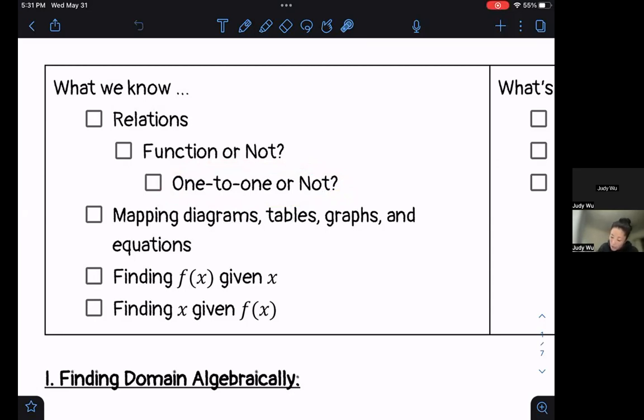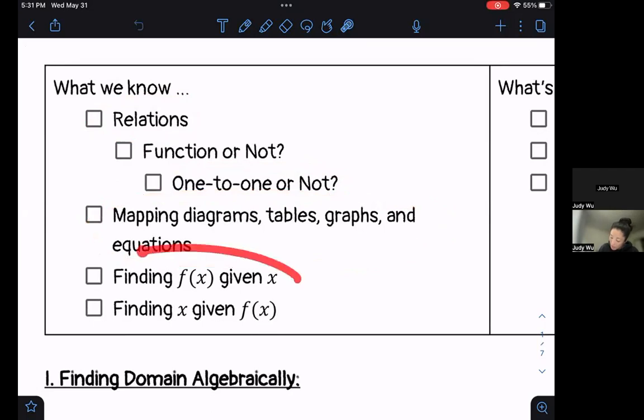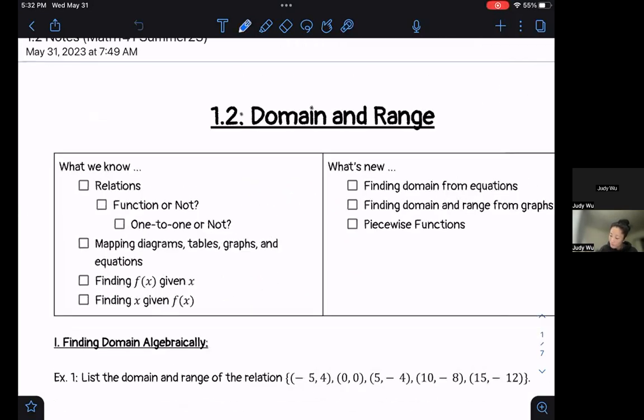All right, so we've talked quite a bit about relations. We've talked about what we can collectively call multiple representations: the mapping diagrams, tables, graphs, and equations. And then we started to dip into some of that algebra. How do we find f of x if we're given an x? And then how do we do it the other way around? If we're given the y value, how do we find the x value? So that's a summary of what we've covered in 1.1.